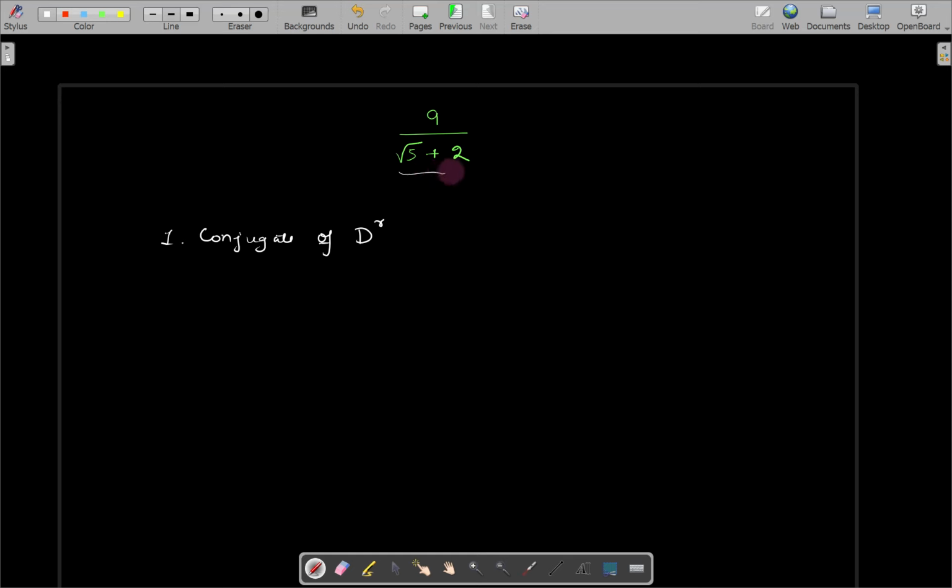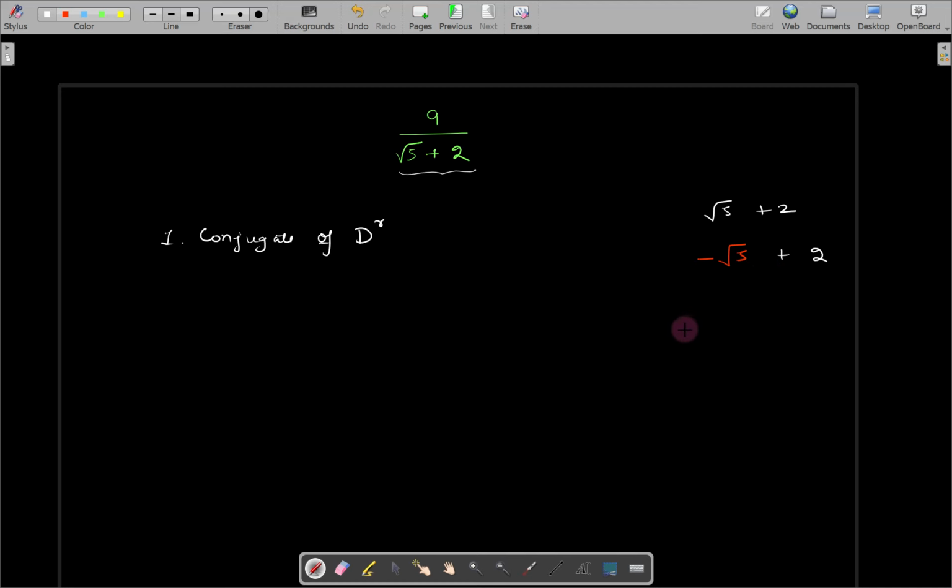See, your denominator is square root of 5 plus 2. Just change the sign of the radical term. So radical is square root of 5. You make it negative square root of 5 and 2 will be as it is. So the conjugate of square root of 5 plus 2 is negative square root of 5 plus 2.